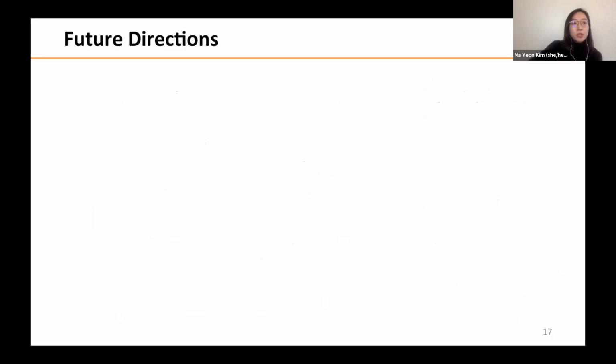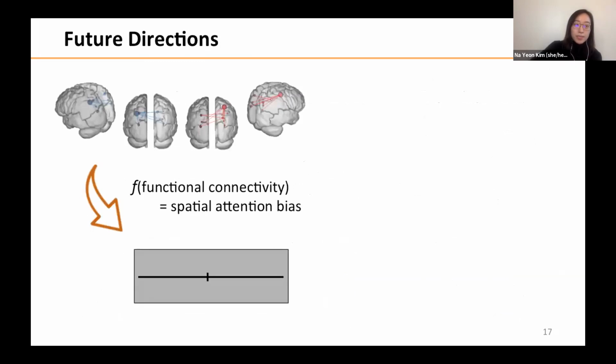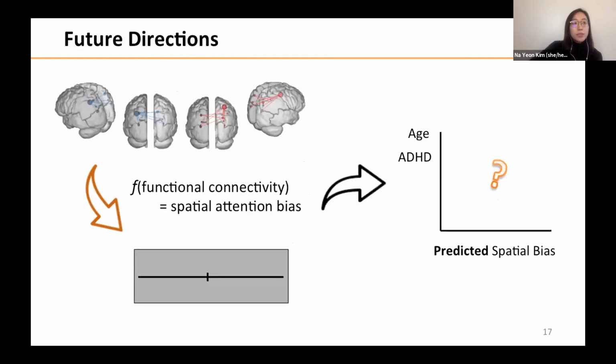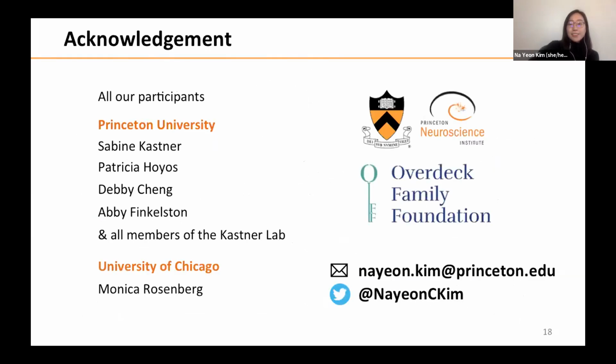So we were able to find a connectivity-based model to predict spatial biases in children exclusively from the dorsal fronto-parietal attention network. Next, we plan to apply the current model to external data sets and see whether we can find age-related or ADHD-related differences in predicted spatial biases. Thank you for listening.